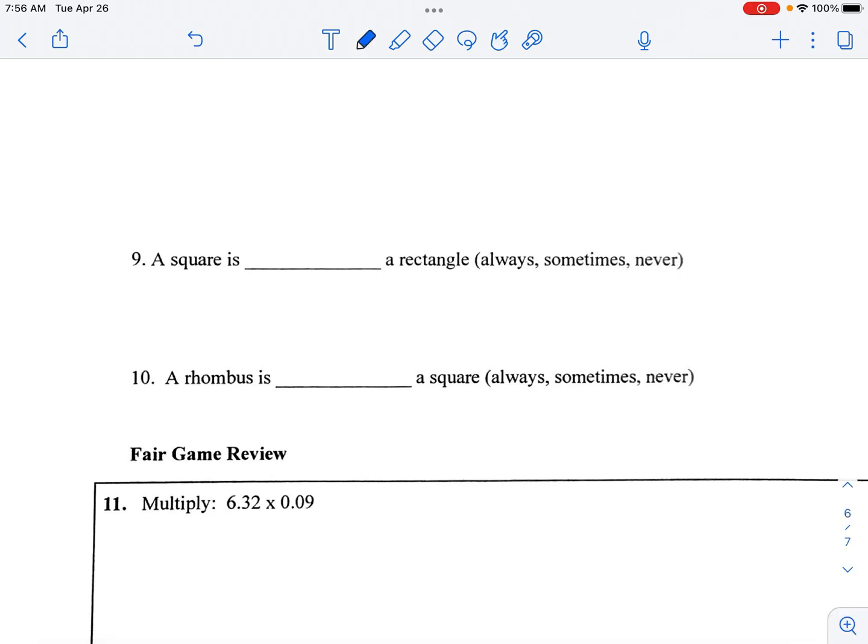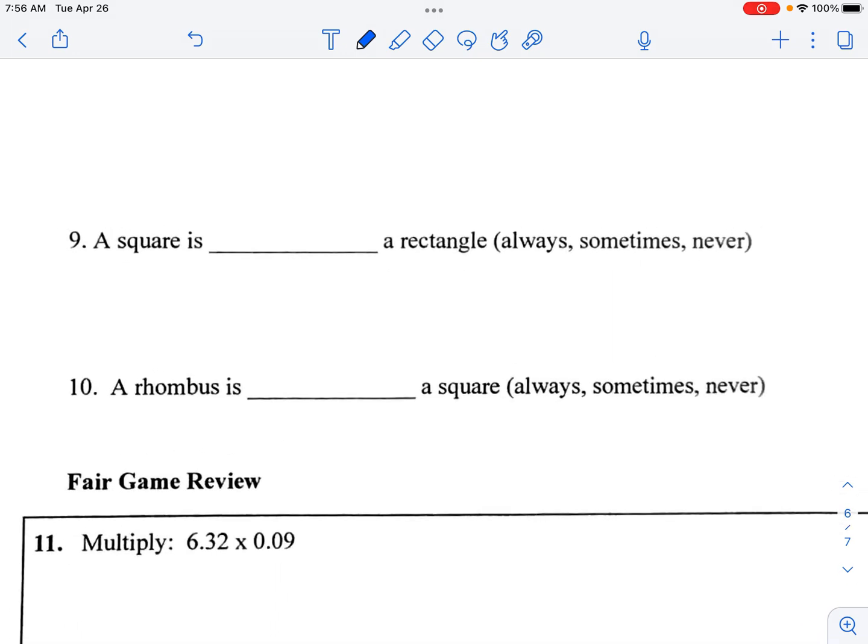All right, number 9, a square is always a rectangle, a square is sometimes a rectangle, or a square is never a rectangle. So remember that paper that I gave you about a week and a half ago that has all the descriptions of quadrilaterals. So you might want to go to that paper and look at the classification of a square versus a rectangle. And you should have determined that a square is always a rectangle. A rhombus is always a square, a rhombus is sometimes a square, or a rhombus is never a square. That one should have been filled in with sometimes.